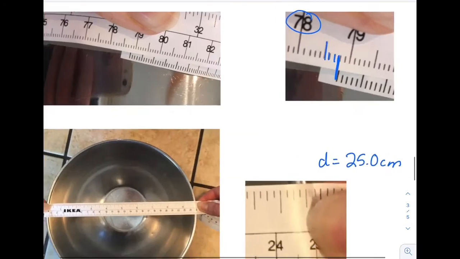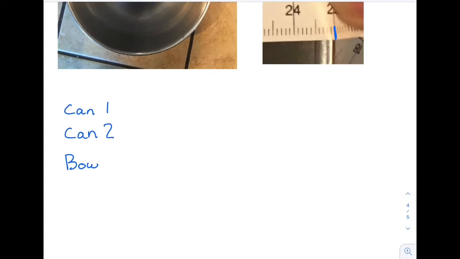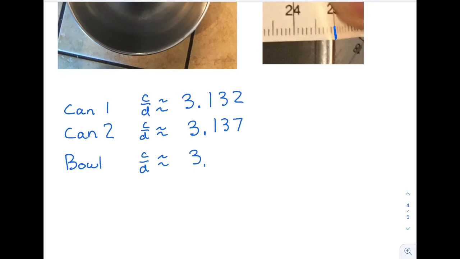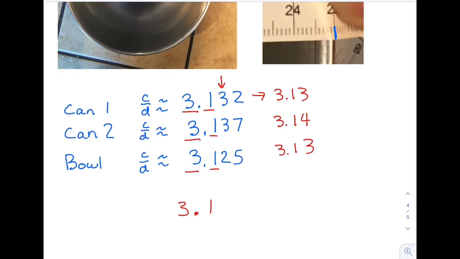So let's look at all of these measurements that we got. In each case, we can see that the ones place agrees, 3. We can see that the tenths place agrees, 3.1. If we were to round to the nearest hundredth, we'd have 3.13, 3.14, 3.13. We're limited here by my fault, by my skill at measuring.